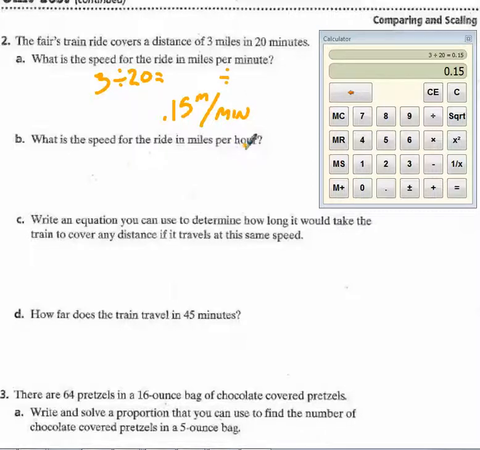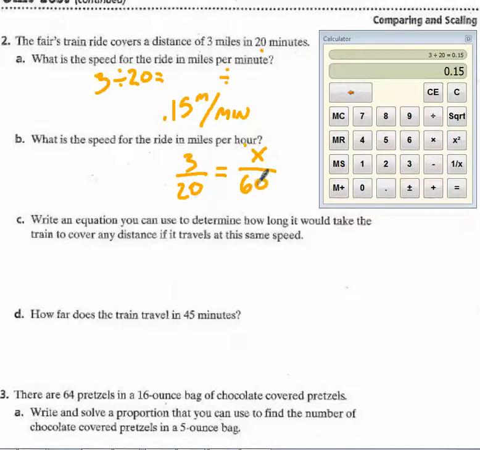What is the speed of the ride in miles per hour? So, if we have 20 minutes, how many groups of 20 go into 1 hour? How many groups of 20 go into 60? So 20 times 3 is 60, right? So in other words, I have 3 miles in 20 minutes, and that has to equal something, I don't know what that something is, over 60.